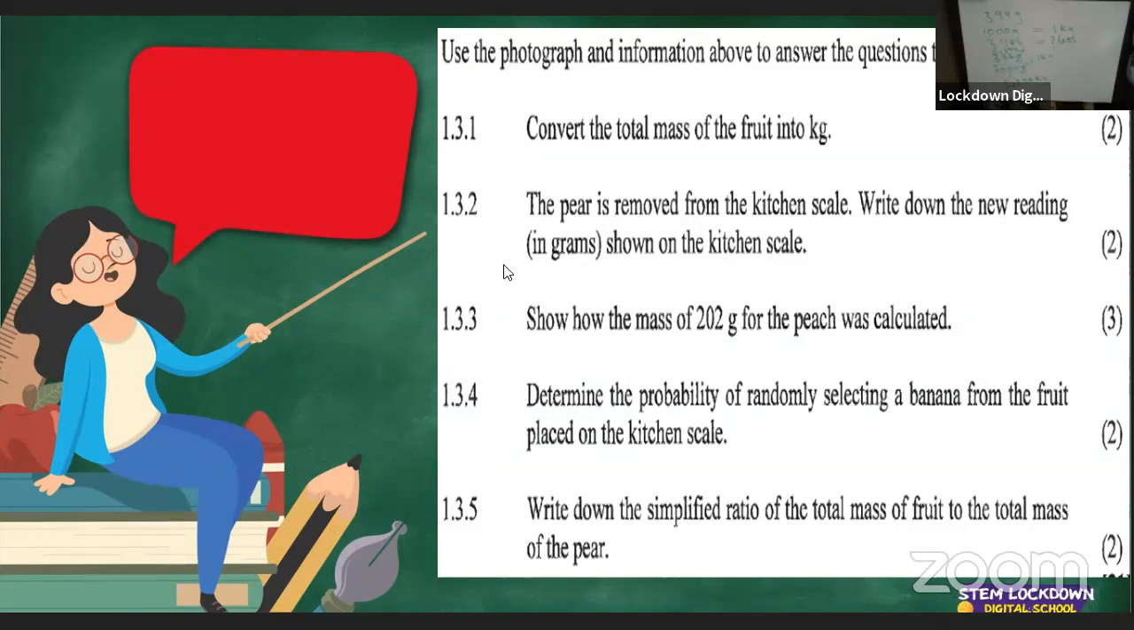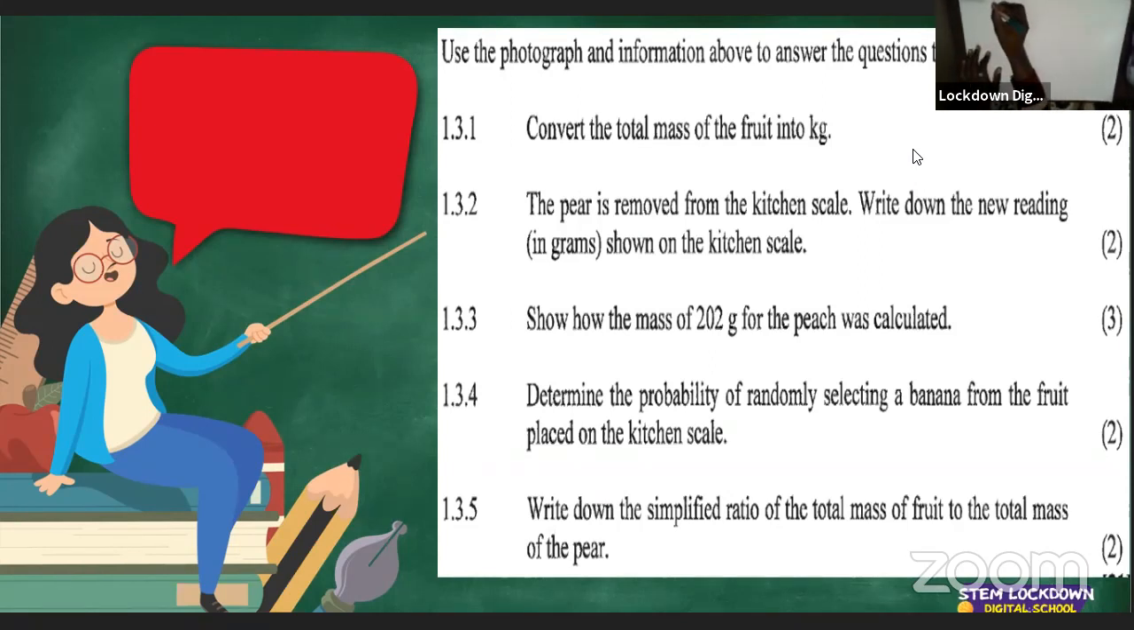The second question says, the pear is removed from the kitchen scale. Write down the new reading in grams shown on the kitchen scale. Okay, so this one is asking us to find out the mass of the other two foods that will be left on the kitchen scale. Okay, so how do we do that?